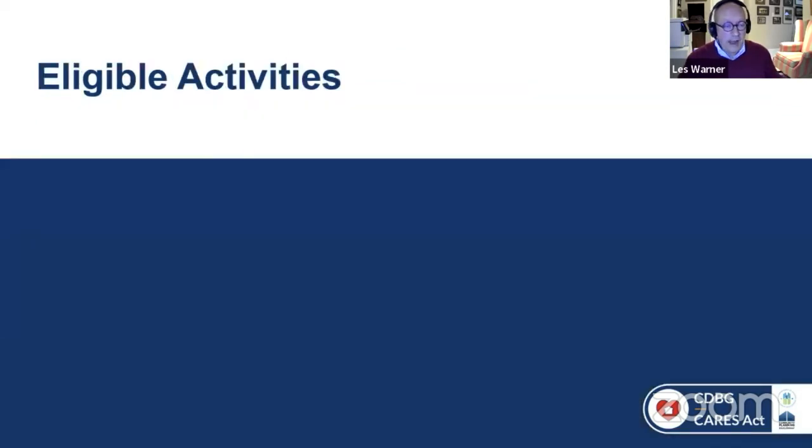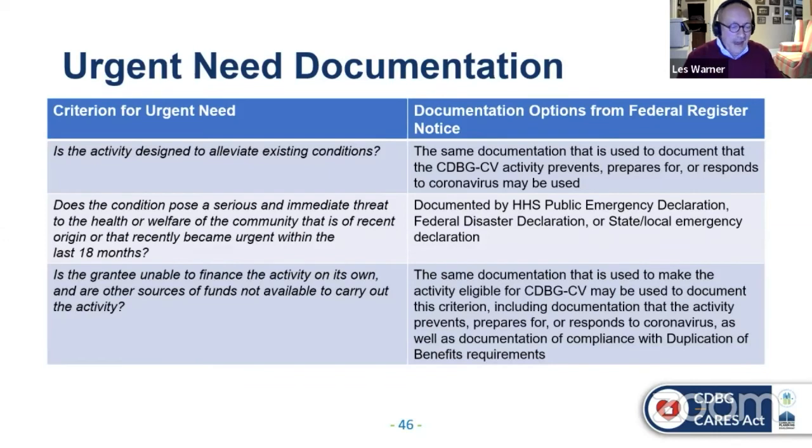So when you're looking at urgent need, those tests are, first of all, we have to make sure that it is of a recent nature. We also have to make sure, does the condition pose a serious and imminent threat to health and welfare of the community? And then our third test is about whether the grantee has other funds that are available for them to be able to meet those needs.